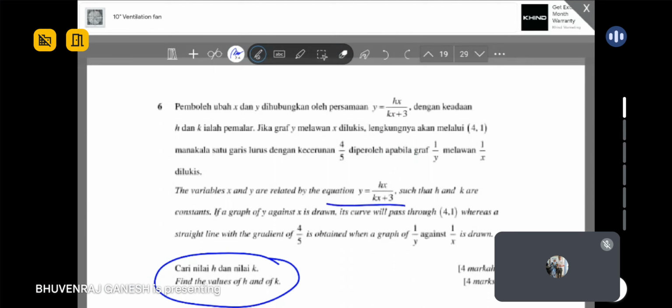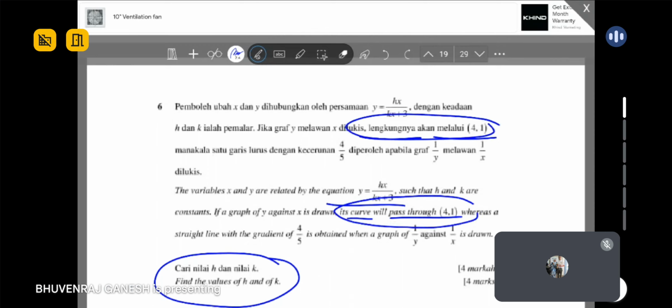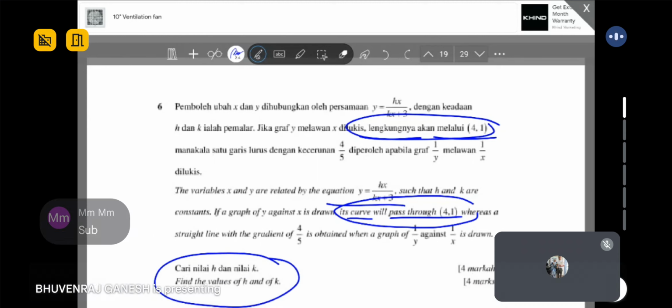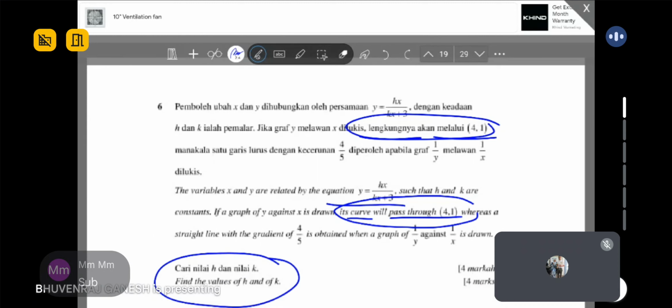So this is the equation, and this is the first information. The curve passes through (4, 1). So guys, whenever you see a coordinate, what can you do in NMATS? What is your first step? Yes, always remember, when you see a coordinate, just substitute it into the equation.